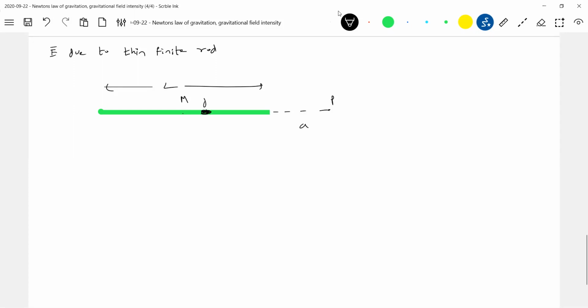What is the mass of this small element? dm. Let the length of the element be dx, and let this point mass be at a distance x. What is the field due to this? The field due to this will be dE, which is G dm by x squared. Just now the formula. What is dm? Lambda dx. What is lambda? Mass per unit length.